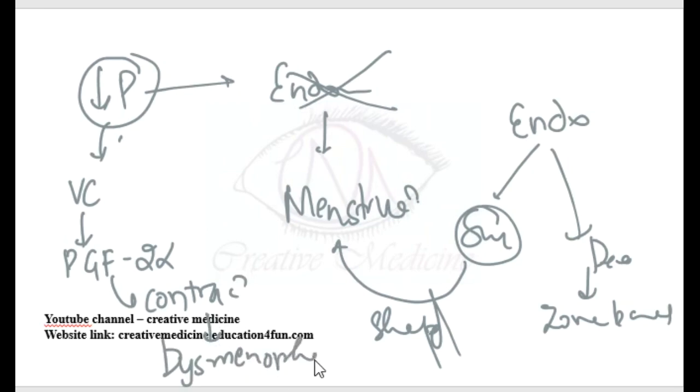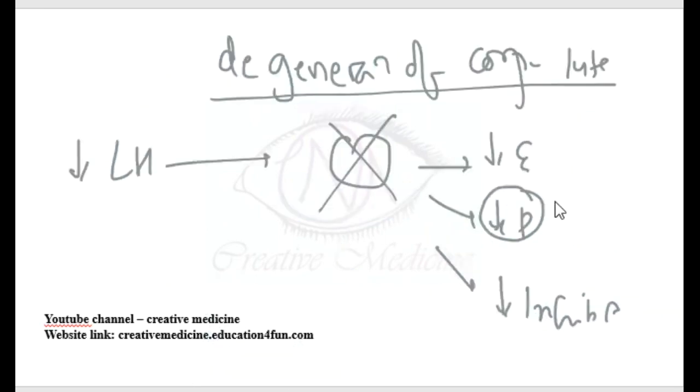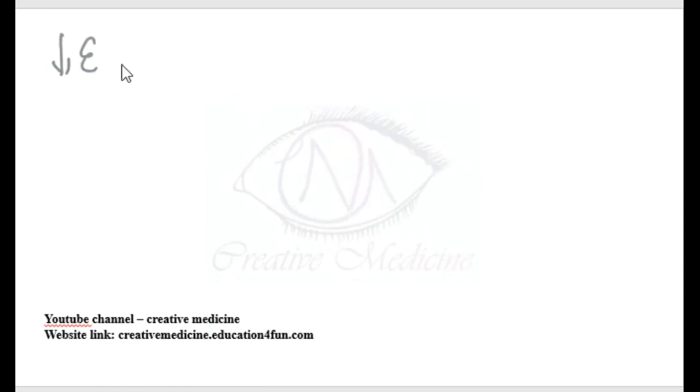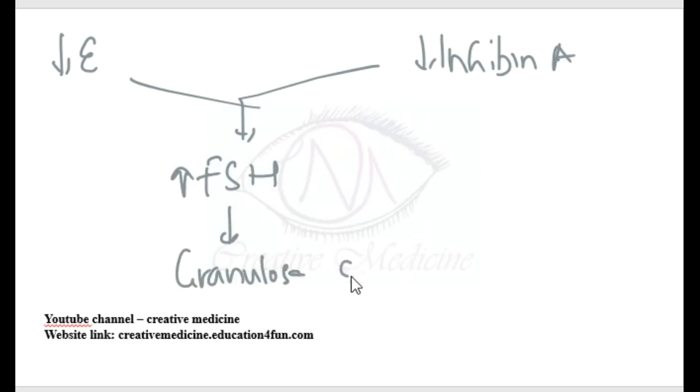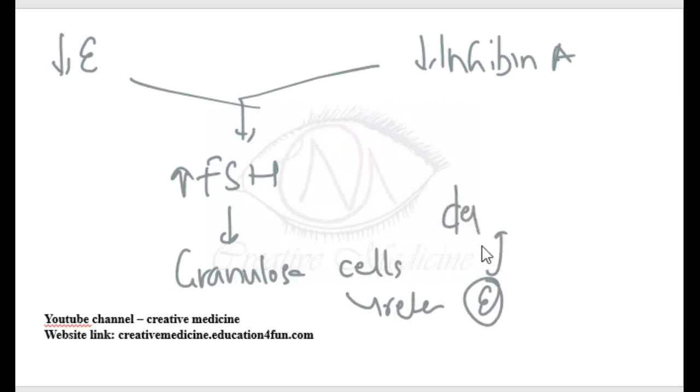Corpus luteum degeneration also decreases estrogen and decreases inhibin A. Decrease in estrogen and decrease in inhibin A, both of these will increase the follicle stimulating hormone as negative feedback is gone. So this increased follicle stimulating hormone will act on the granulosa cells, and thus it releases estrogen, and also it proliferates the deep layer of the endometrium.